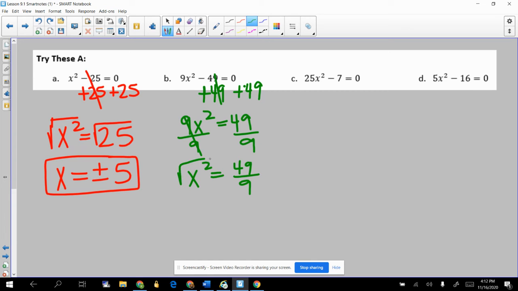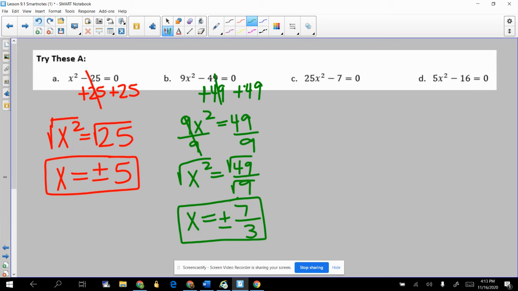Okay, so I go ahead and I square root both sides. And when I square root the second side, you can also think of it as it's technically like square rooting the numerator and square rooting the denominator. So that's going to look like x equals plus or minus, and the square root of 49 is 7, and the square root of 9 is 3. So that's going to be plus or minus 7/3 as your final answer. Okay. So that's why we didn't simplify earlier, because both of those 49 and 9 were perfect squares. Okay, let's keep moving here.